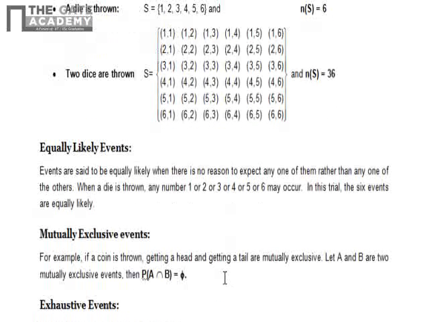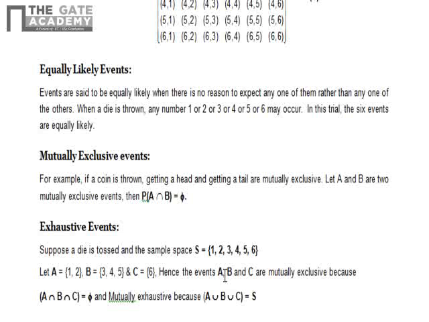Mutually exclusive event and exhaustive event. These two are very important. Mutually exclusive means there is nothing common in both events. That means A intersection B is phi. An exhaustive event is such that if you combine all the events, if you take the union of all the events, you'll get again the sample space.